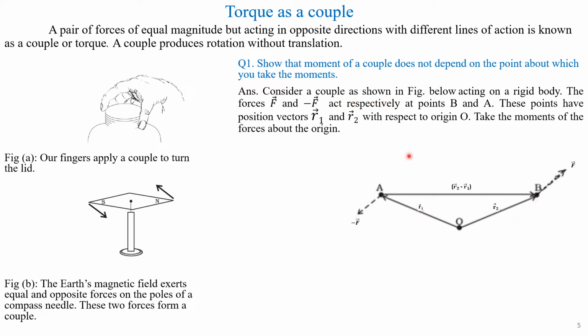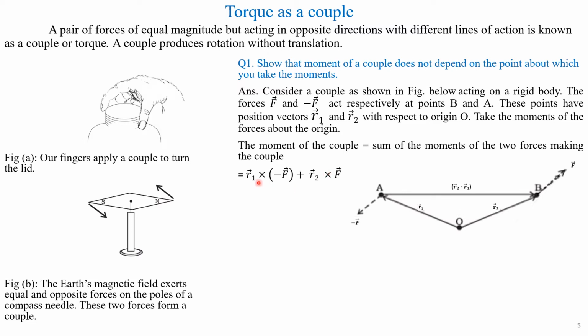Consider a couple as shown in the figure below acting on a rigid body. The forces F and minus F act respectively at points B and A. These points have position vectors R2 and R1 with respect to the origin. Now taking the moments of the forces about the origin, we get the moment of the couple equal to the sum of moments of the two forces making the couple.